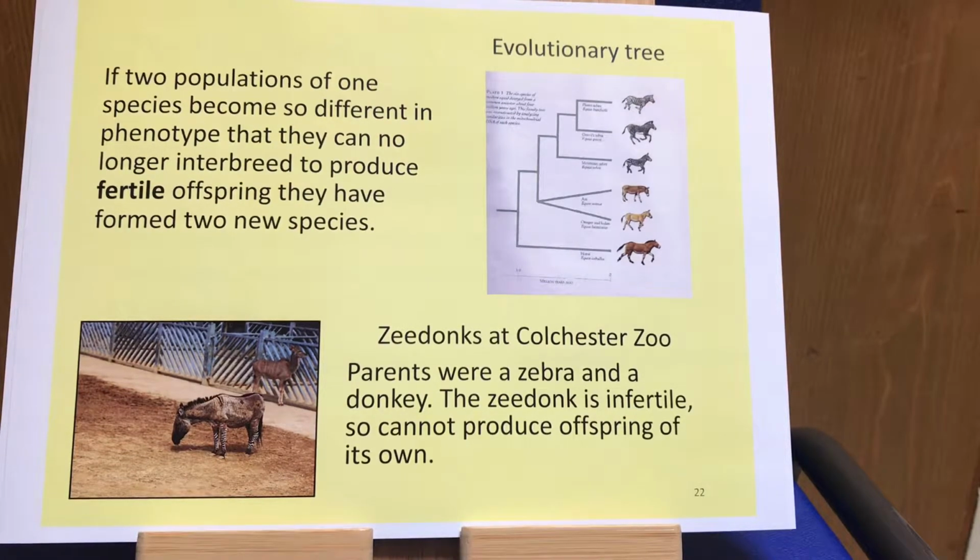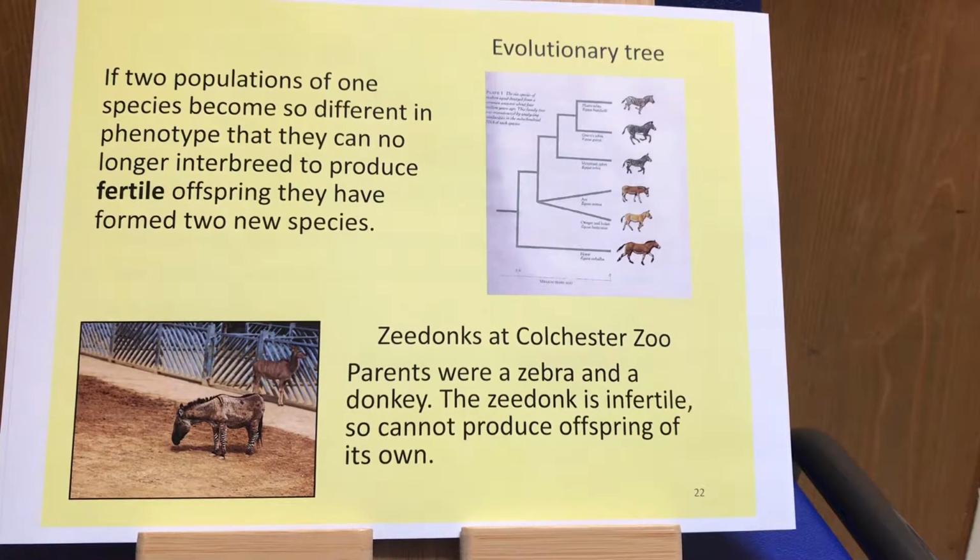The example we looked at was the zedonks at Colchester Zoo. One night a donkey got in with the zebras and they had four zedonk offspring. Now, because the zebra and the donkey are different species, the zedonks that were born there are infertile. And that's how we can categorically say donkeys and zebras are separate species.